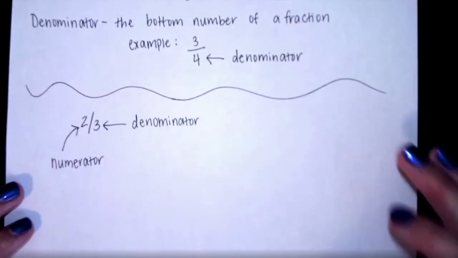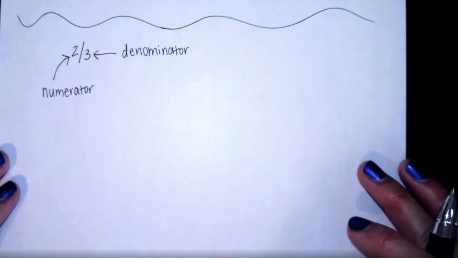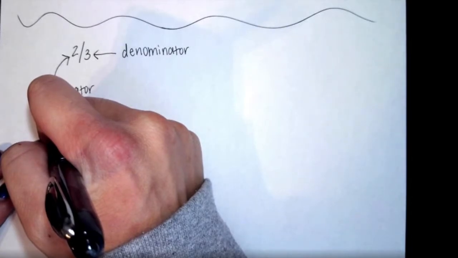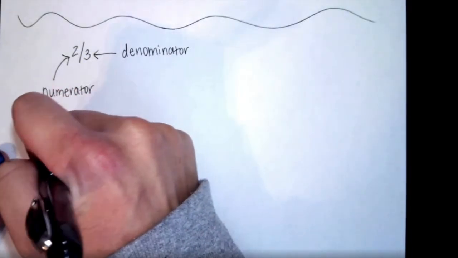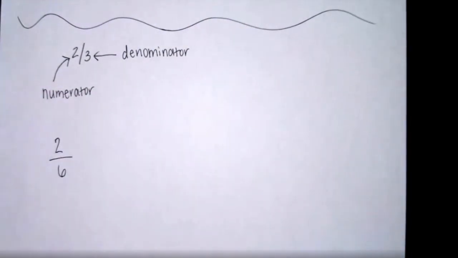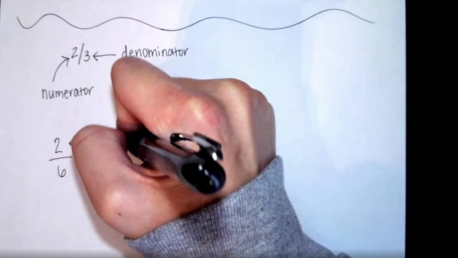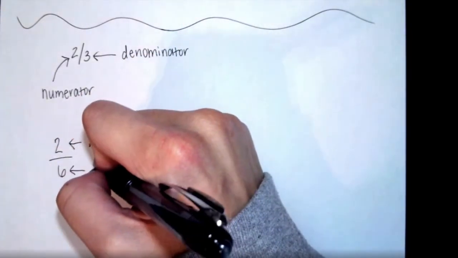So I want you to practice really quickly. So what if we have the fraction 2/6? I want you to pick out the numerator and the denominator, or you can just think about it quickly. I'm going to give you a minute to think about that. Okay. So here would be your numerator, and here would be your denominator.